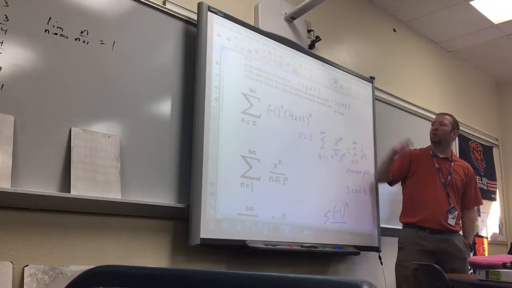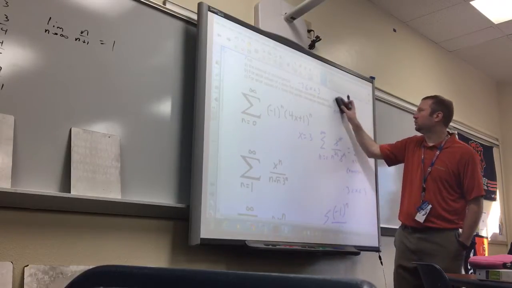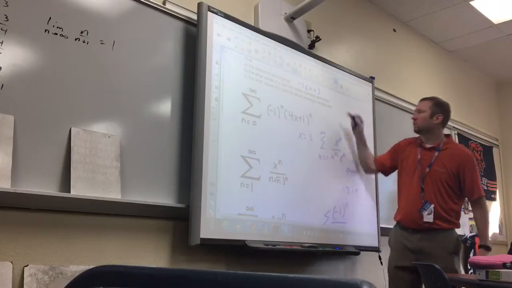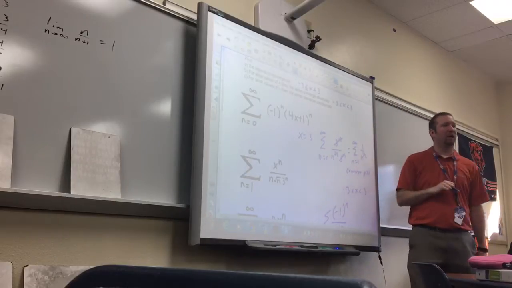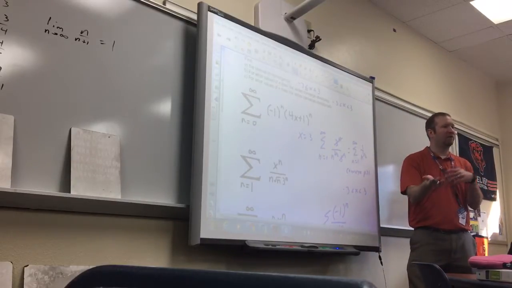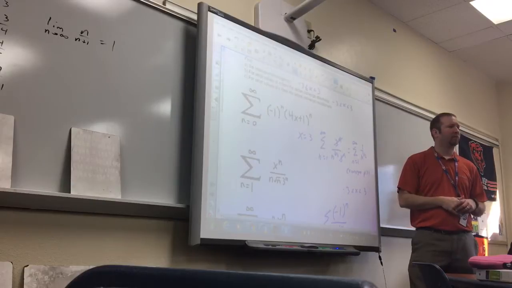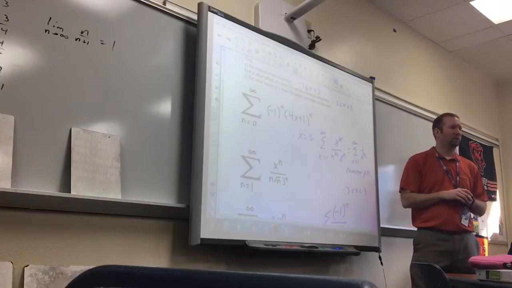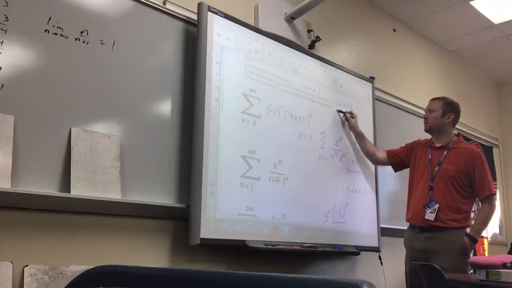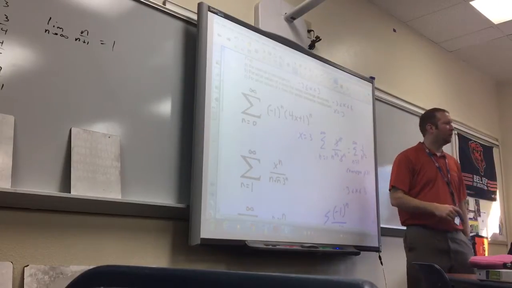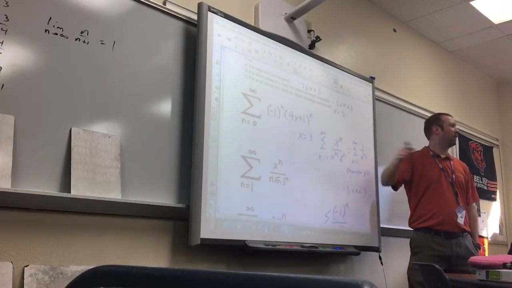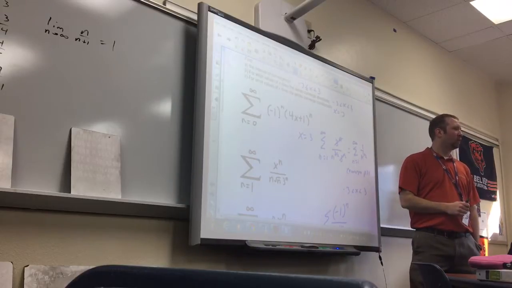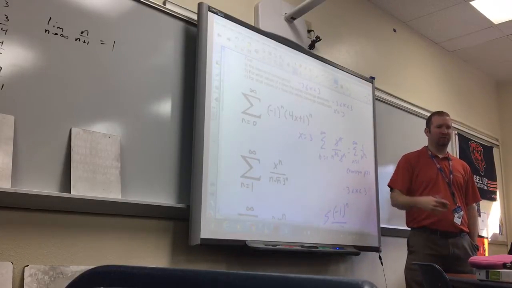Where did it converge absolutely? This was based on the ratio test, which worked from -3 to 3. And where did it converge conditionally? At x equals -3. So conditional convergence is only ever going to be at a point. Conditional convergence is never on an interval.